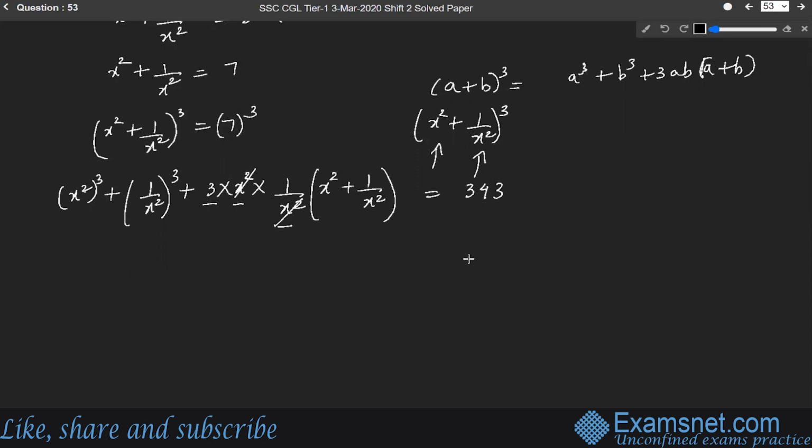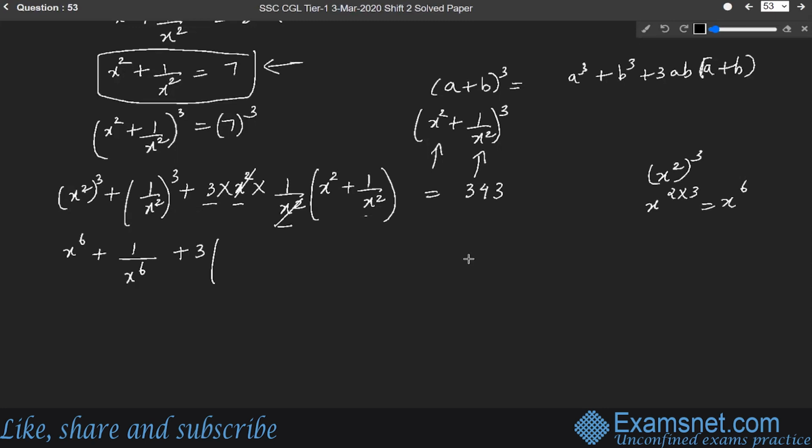Again, x power 2 whole power 3 will be x power 2 into 3, which is x power 6, plus 1 power 3 divided by x square power 3 will be again x power 6, right? When we have this term and when we open the brackets, then the power is multiplied, okay? So power will be x power 2 into 3, which is equal to x power 6, all right? Then we have plus 3 multiplied by x square plus 1 upon x square. What is the value for x square plus 1 upon x square? It is 7, right? So let us substitute it. It is 7. This is equal to 343.